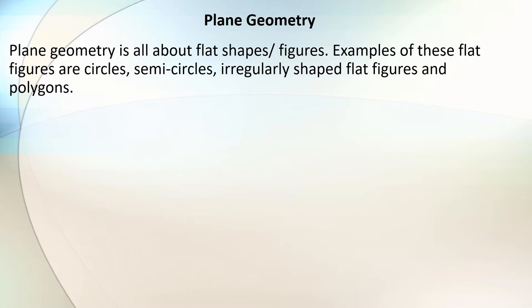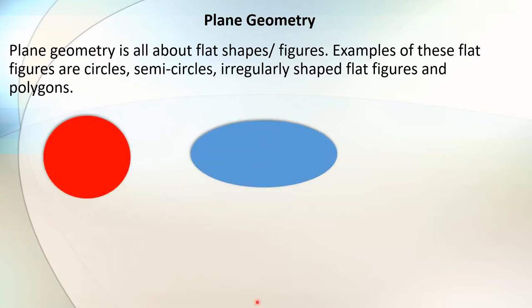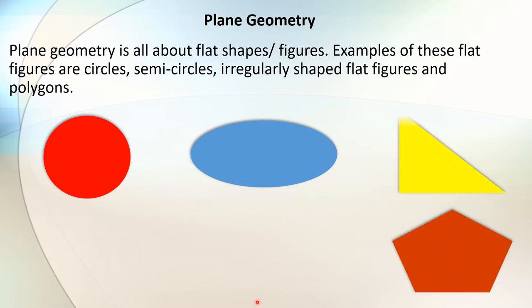Plane geometry is all about flat shapes or figures. So, lahat ng mga flat shapes, dito pinag-uusapan sa plane geometry. Isa ito sa branch ng geometry. So, examples of these flat figures are circles, semicircles, irregularly shaped flat figures, and polygons. Ano ba yun? Tignan natin. Now, these are some of the examples. So, this is under plane geometry. So, lahat ng ito is under plane geometry.